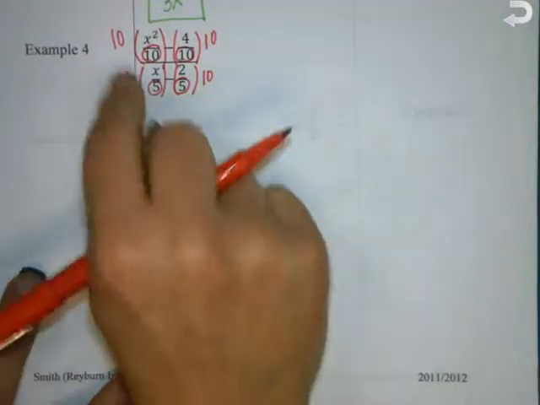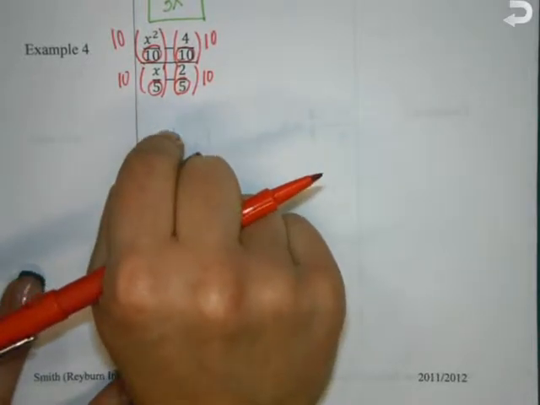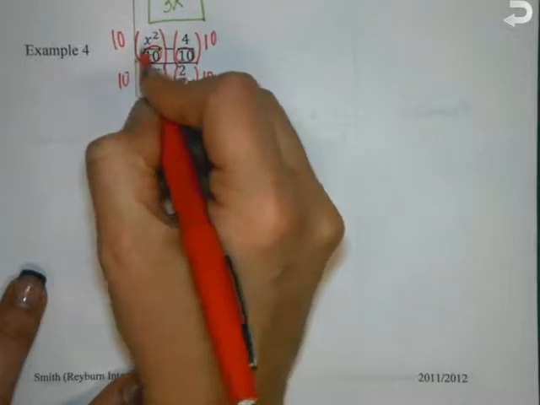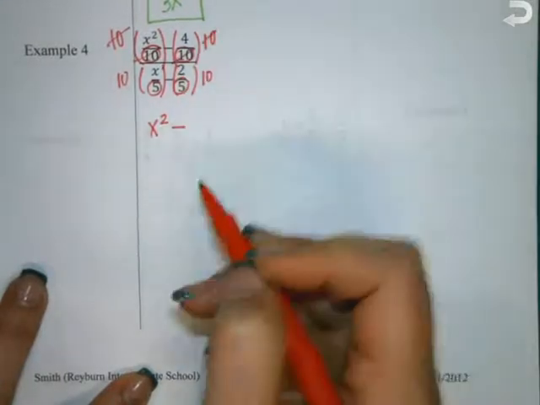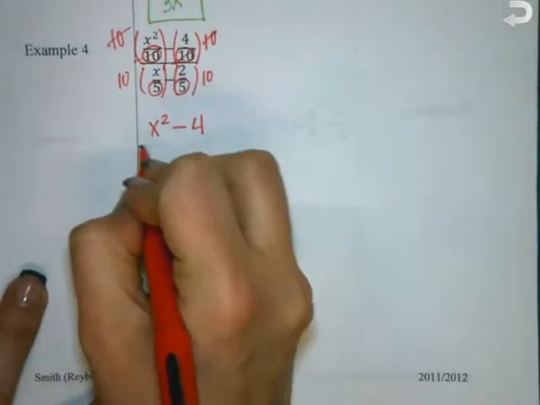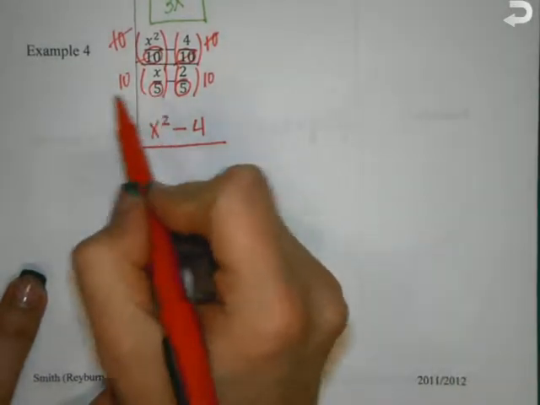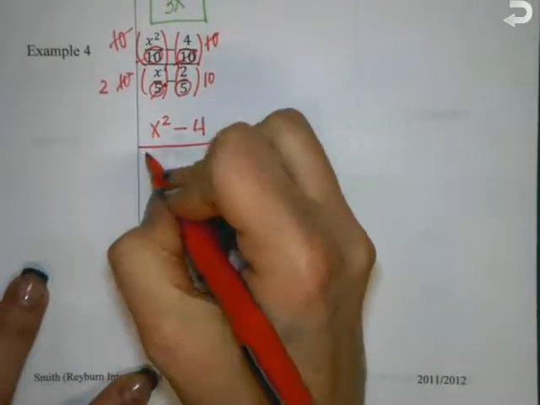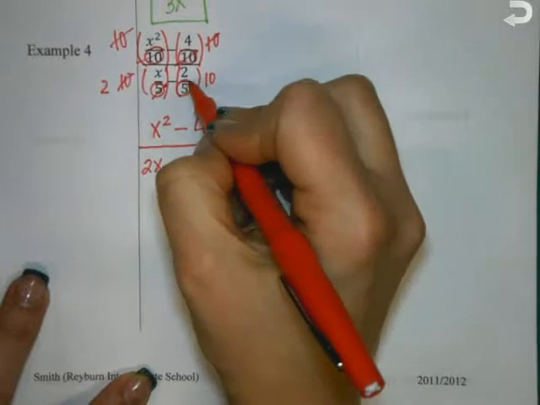What happens to this first one when I multiply by 10? The 10's cancel, so I'm left with x squared minus, what about these guys? 10's cancel, minus 4. All over. Now what about these guys? Reduces to 2. So 2 times x gives me 2x minus, those guys cancel to 2 minus 4. So far so good?